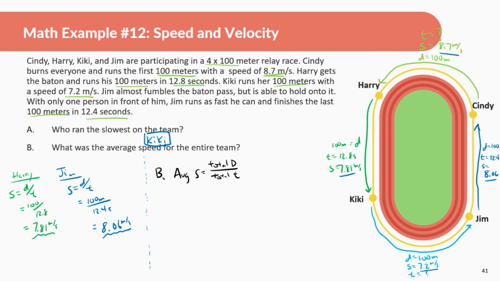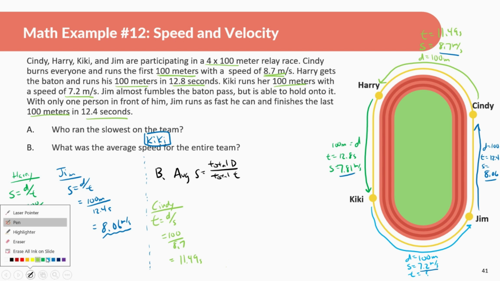So first of all, let's look at Cindy. I guess I'll go over here. For Cindy, we know that time is equal to distance divided by speed. The distance is 100 meters, and the speed she traveled at was 8.7. So her time will be 100 divided by 8.7, which is 11.49 seconds. Okay, we could also add that right here, 11.49 seconds.